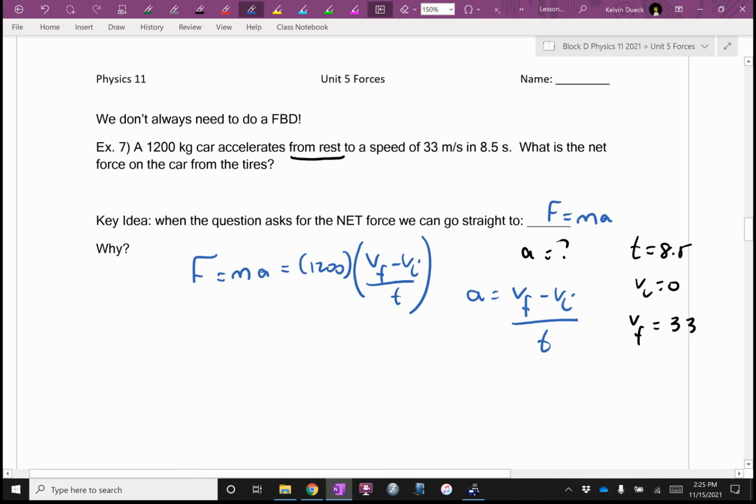There's yet another equation for force. It's not just MA, it's M bracket VF minus VI over T. Am I going to memorize that one? No. Am I going to write that on my green sheet? I don't think so. I can handle it. And I'm going to go straight to plugging in numbers.